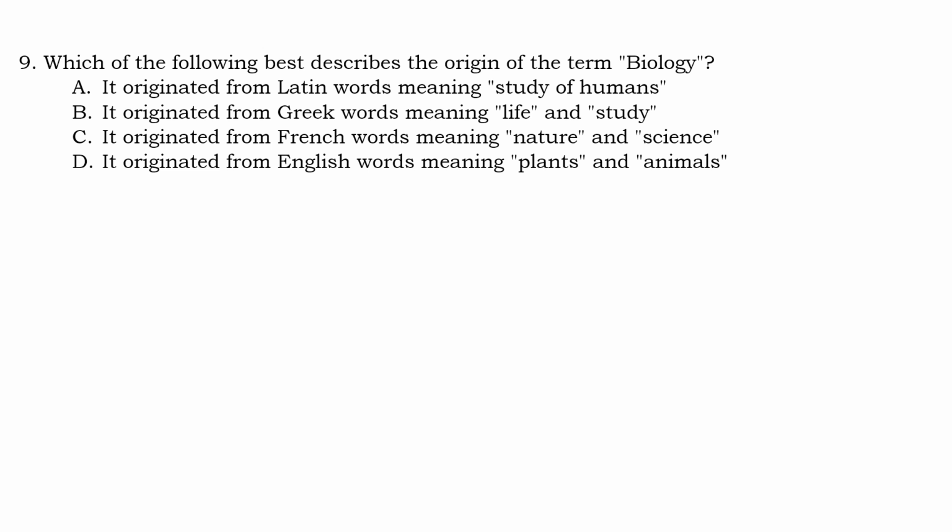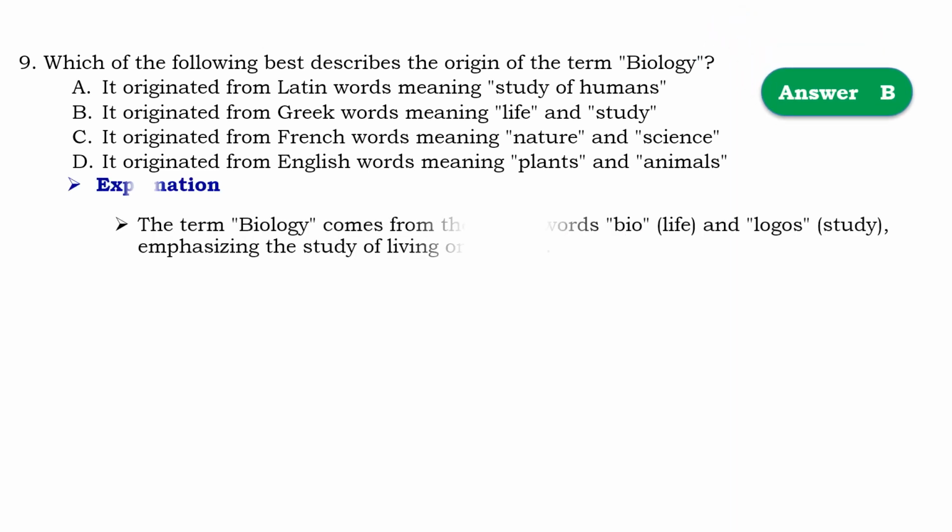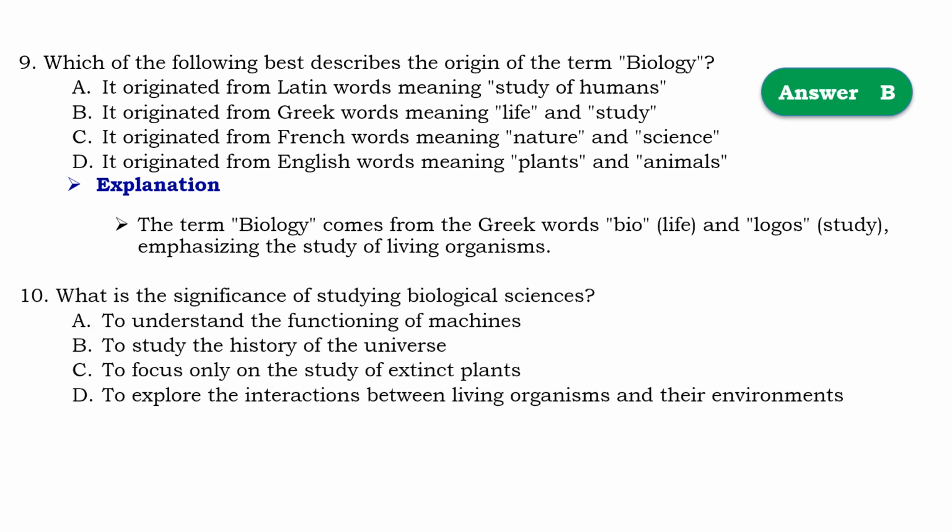Question number 9: which of the following best describes the origin of the term biology? So that should be it originated from Greek words meaning life and study. It means that the term biology comes from two Greek words: bio means life and logos means study, emphasizing the study of living organisms.